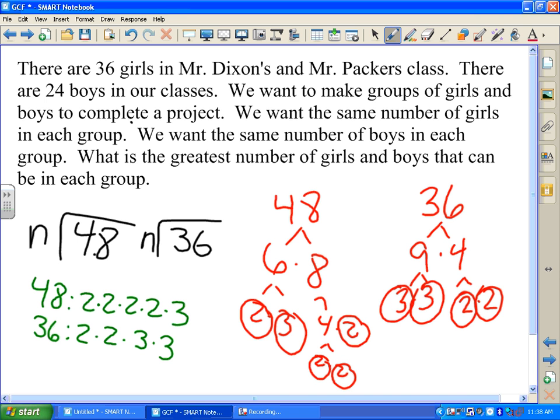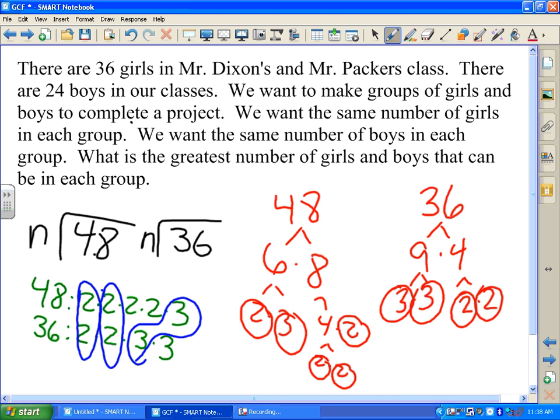2 times 2 times 3 times 3. Now the next step, it says circle the common prime factors. So I have a 2 on top and a 2 on the bottom. I have a 2 on top, a 2 on the bottom. I have a 3 on top and a 3 on the bottom. I've circled the common factors.